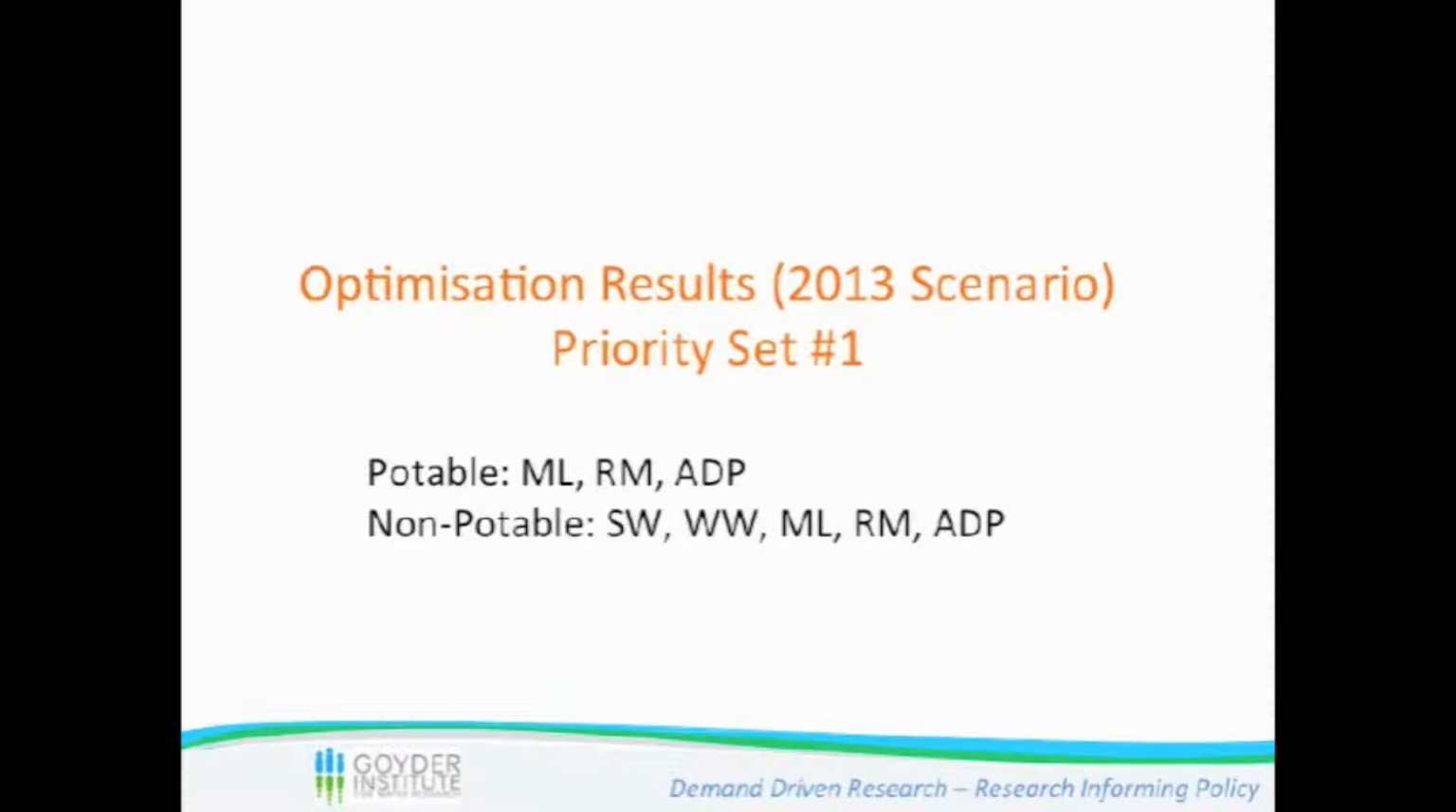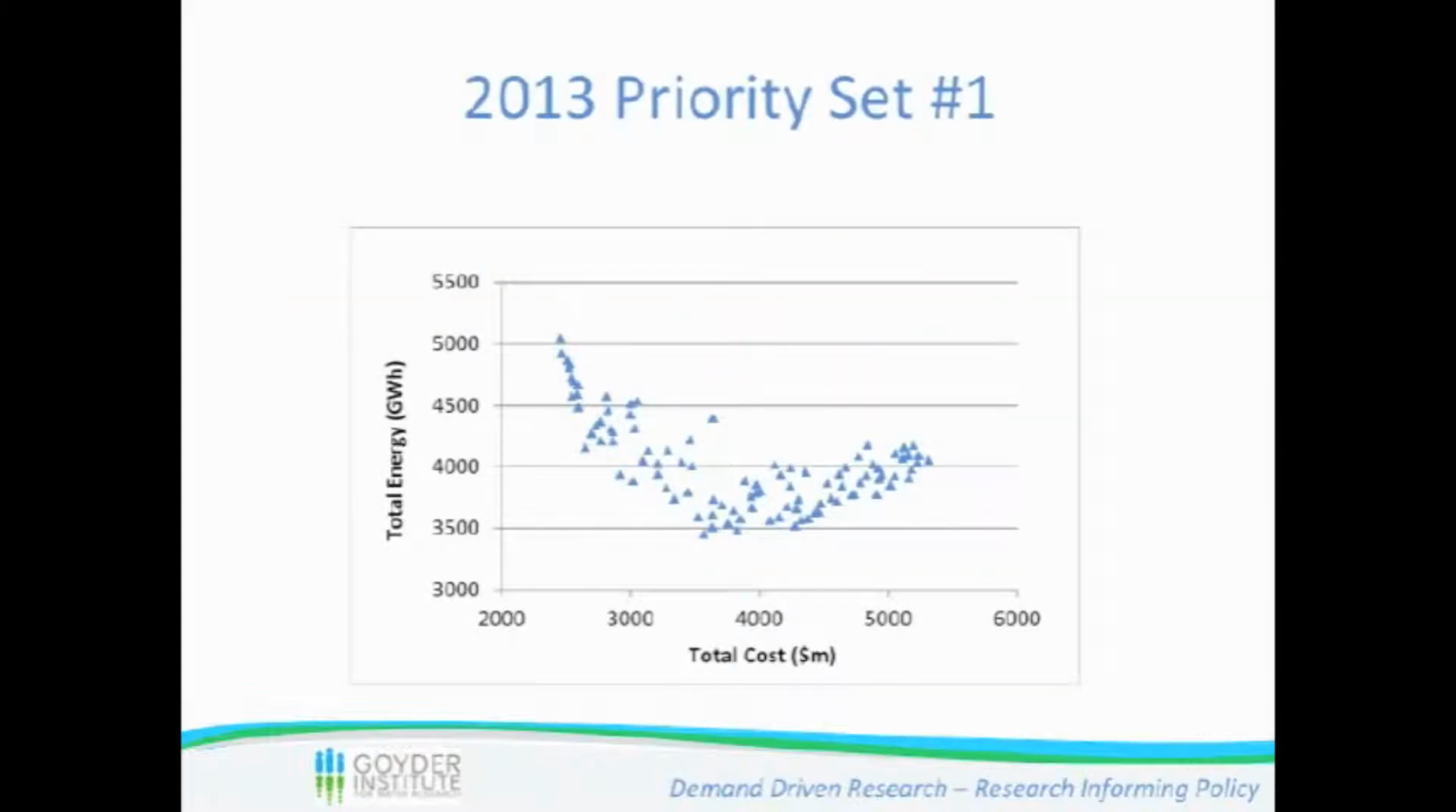So the first priority set we took actually came from a survey as part of the Managed Aquifer Recharge study that was carried out for Goyder. And basically the stakeholders there indicated for potable they'd prefer that Mount Lofty Ranges water was used first, second RM, River Murray, and thirdly the desalination plant. Whereas for non-potable, they'd prefer that stormwater would be used first, then harvested wastewater, then Mount Lofty Ranges, River Murray, and the desalination plant.